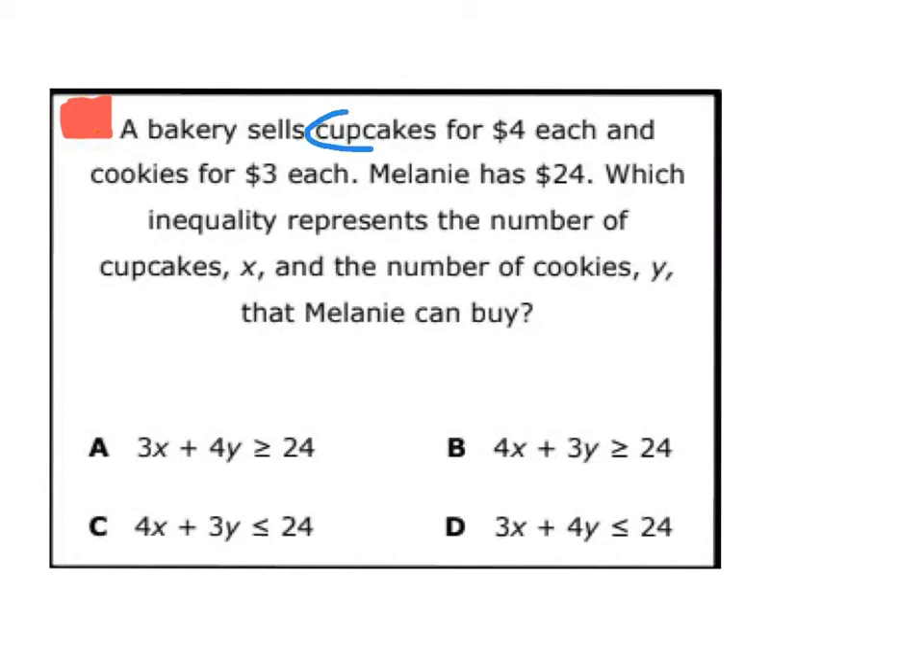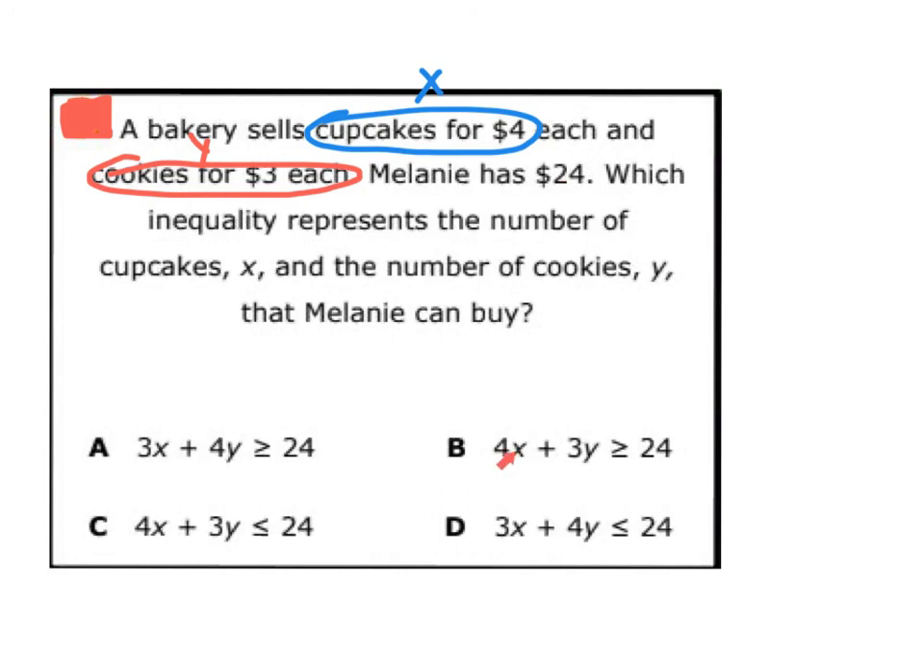A bakery sells cupcakes for $4 each and cookies for $3 each. And we are going to represent our cupcakes with an X, and we're going to represent our cookies with the Y. All right. So that means we need 4 times X and 3 times Y. So 4X plus 3Y, and it can be equal to or less than $24.